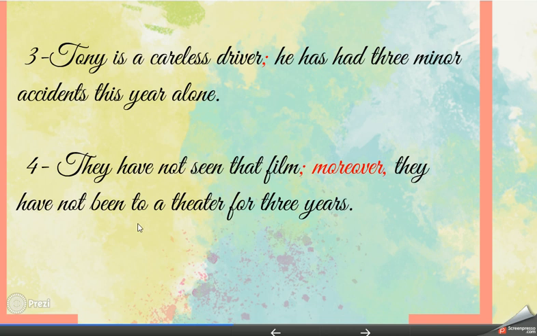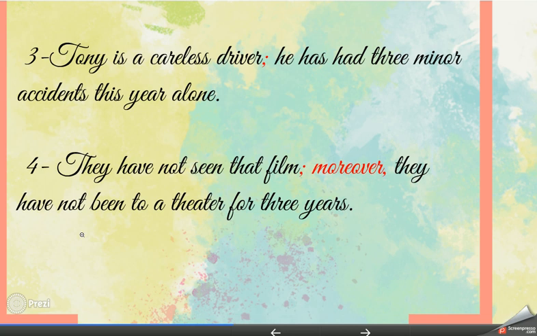The fourth example, in which we have a semicolon: we have to have a semicolon, an adverb, and a comma. This is very important. Okay, so independent clause: They have not seen that film. Semicolon, a conjunctive adverb, and another independent clause. They have not seen that film; moreover, comma, they have not been to a theater for 3 years. This sequence is very important.